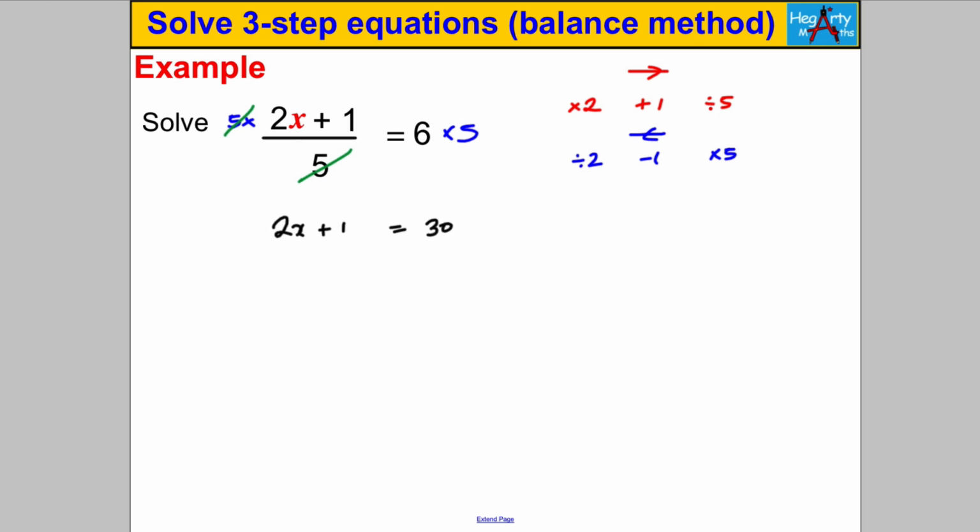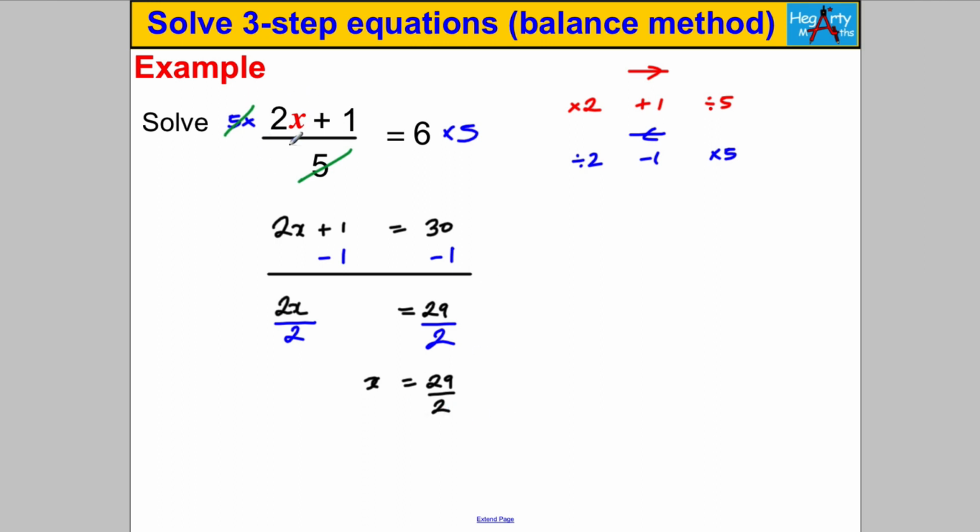Now we're going to subtract 1 from both sides. We want the x by itself, and therefore on the left hand side we've got 2x, and on the right hand side we're going to have 29, and finally we're going to divide both sides by 2 to undo that multiply by 2 there, and we're going to get ourselves the answer x is equal to 29 over 2, which we're just going to leave as an improper fraction there.